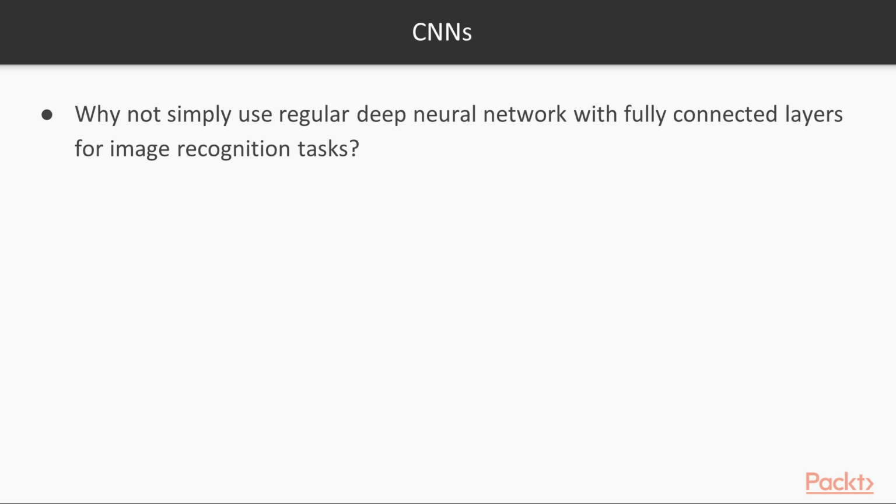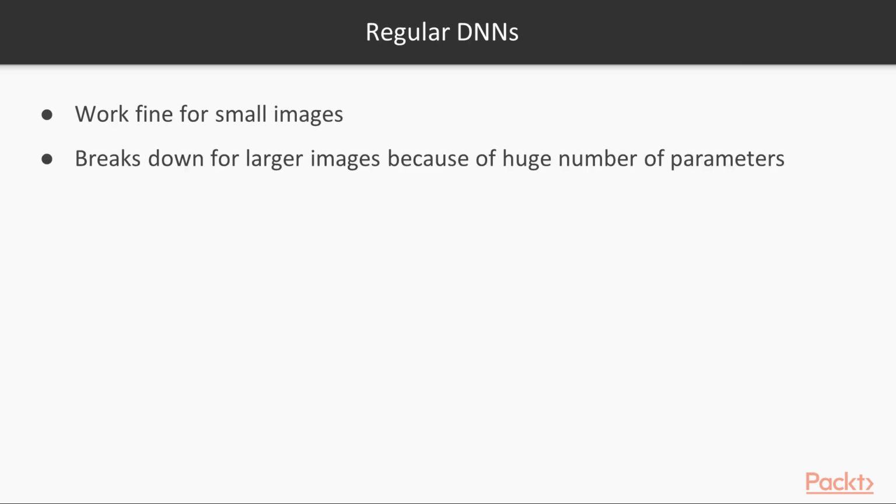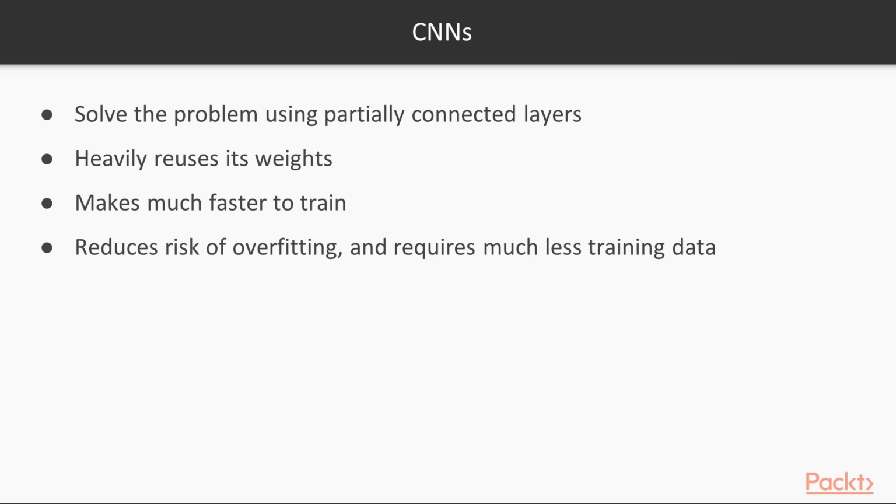Why not simply use a regular deep neural network with fully connected layers for image recognition tasks? The thing is that although regular DNNs work fine for small images, they break down for larger images because of the huge number of parameters they require. CNNs solve this problem using partially connected layers, because consecutive layers are only partially connected. Because it heavily reuses its weights, a CNN has far fewer parameters than a fully connected DNN, which makes it much faster to train, reduces the risks of overfitting, and requires much less training data.